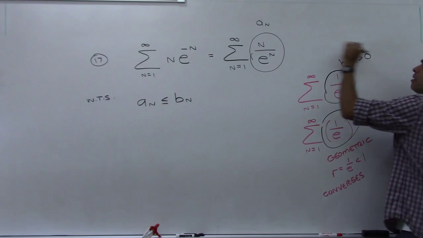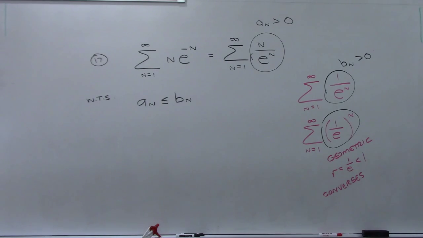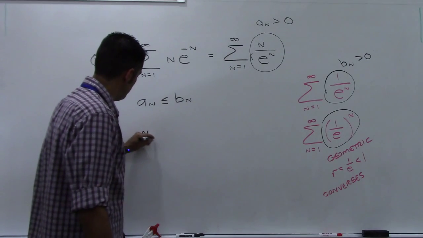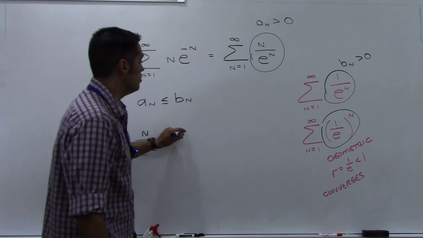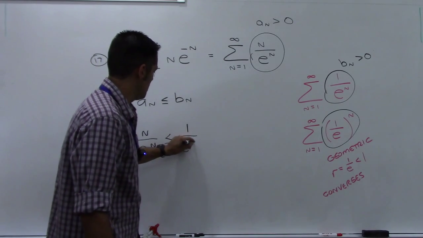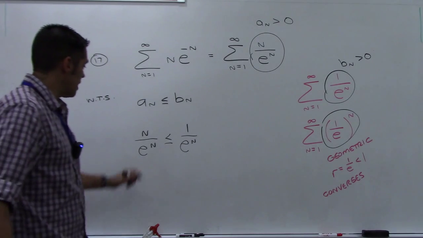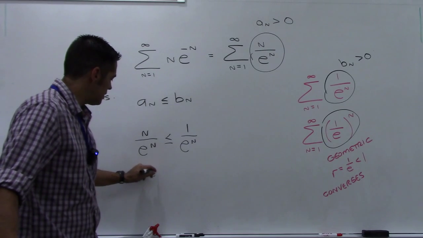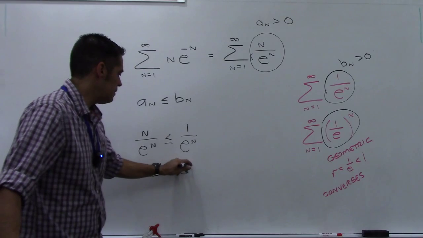Also, these are both greater than 0. Just look at them, let n be 1, 2, 3, 4. That's going to always be positive. So let's show this. And like I said before, I don't know if I'm going to be able to do this. So this less than or equal to 1 over e to the n. And when we do that, what happens? You multiply across this side, you get n, e to the n, less than or equal to e to the n.